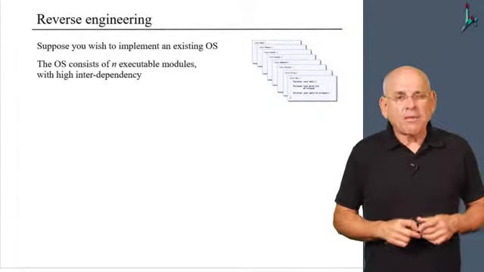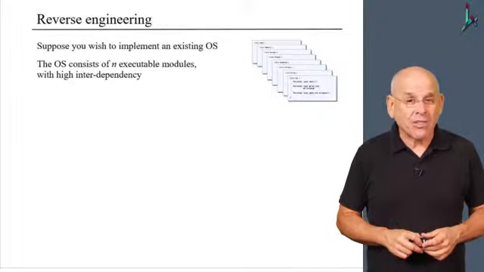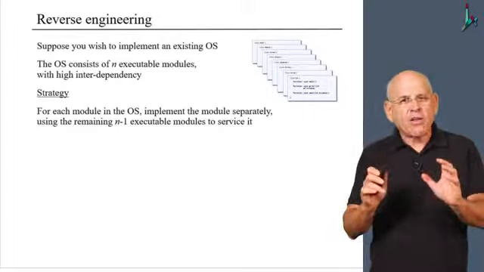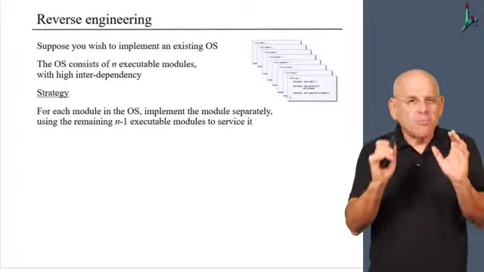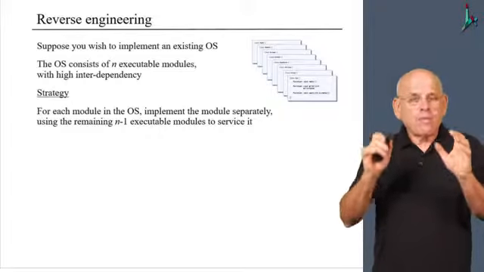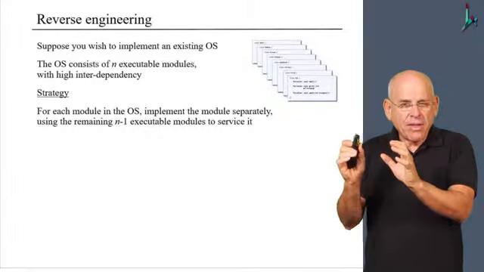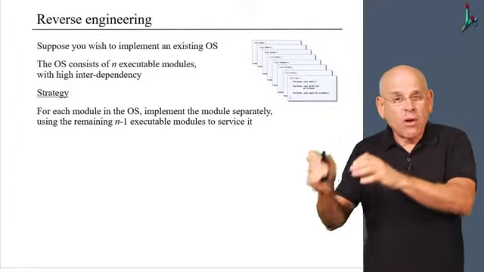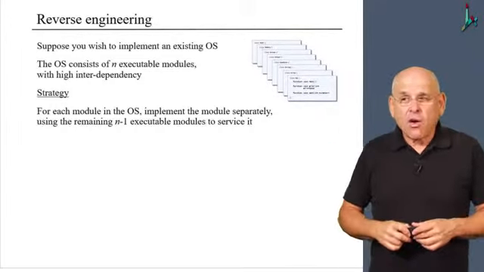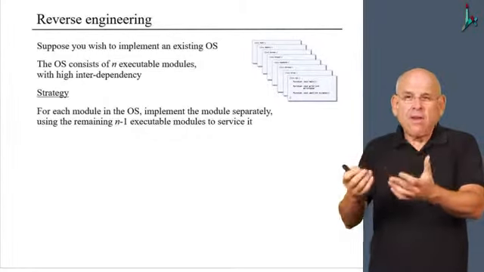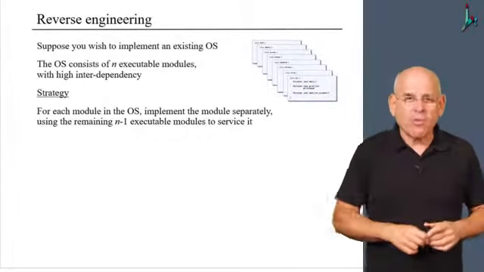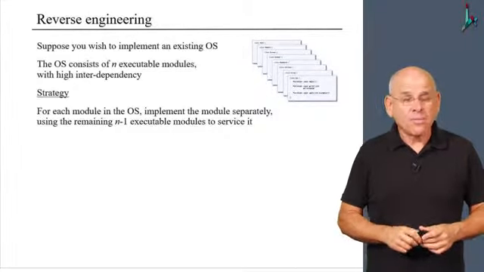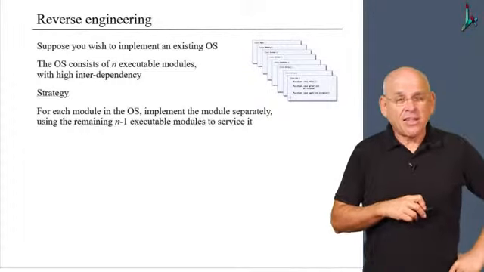How would you go about writing this software from scratch? After all, you don't have the source code, you have only the executables. For each module in the OS, you can focus on this module only, develop the source code of this module separately, and use the remaining n-1 executable modules to support it. So if your module will call a method in some other executable module for its effect, the executable module will be there to service the call. So that's a very nice and elegant development strategy.